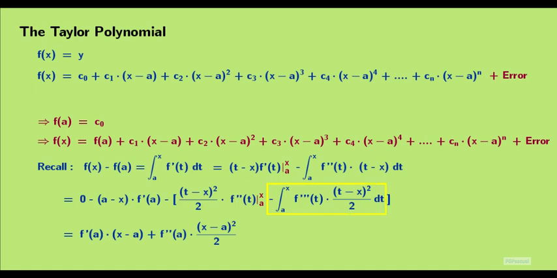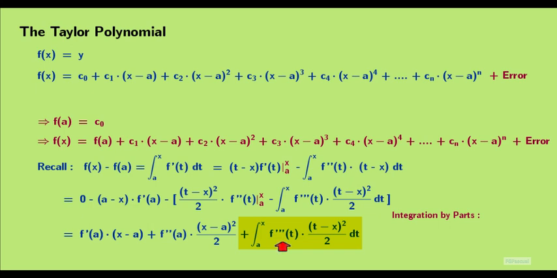Finally, we have this integral. The viewer can guess what we're about to do. We use integration by parts again, this time for this integral. We let u be f triple prime of t, and dv will be the square of t minus x divided by 2 times dt. We leave it as an exercise for the viewer to check that du is equal to f quadruple prime of t dt, and for v we can use the cube of t minus x all over 2 times 3.